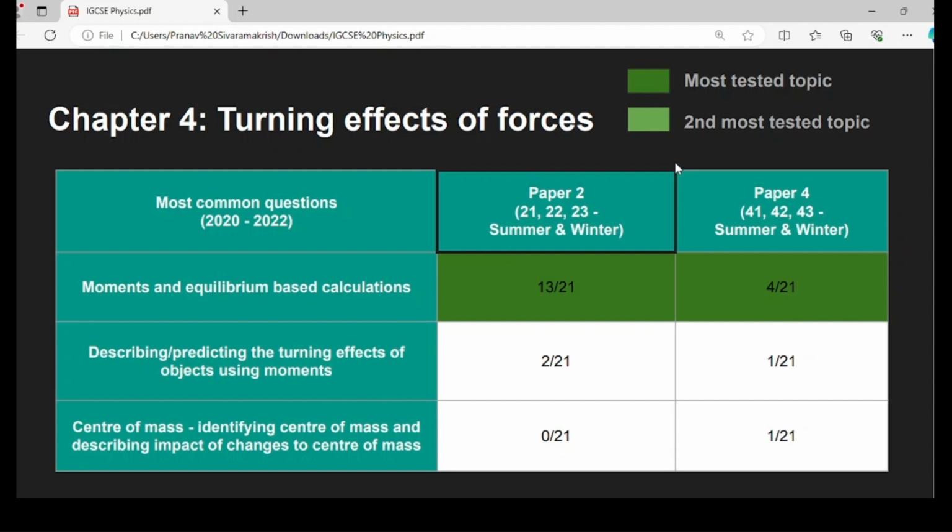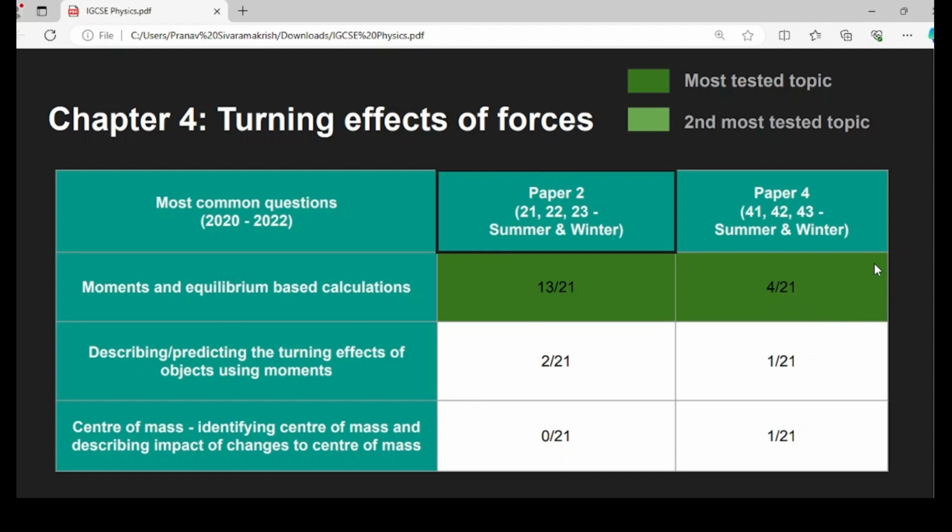You can also see that I've highlighted the paper 2 box with a bold border, and the reason for that is this topic, the turning effects of forces, is most commonly tested in paper 2. You will find the rare paper 4 question, but you are almost guaranteed to find a paper 2 question from this particular topic. I know that most of you write your paper 2 and paper 4 exams separately. They might be on the same day, they might be on different days, but if you are preparing for your paper 2, I would definitely focus on this topic.